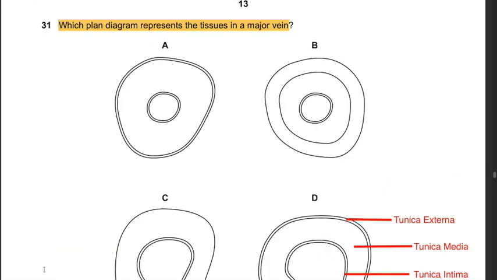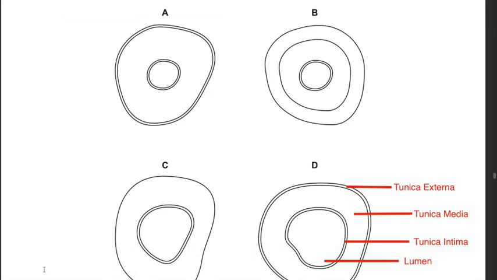Question 31. Which plant diagram represents the tissues in a major vein? First of all, if you recall the structure of a vein, veins have a larger lumen than the arteries. Therefore, it should be either C or D. And both veins and arteries have 3 layers known as tunica externa, tunica media and tunica intima. And only D shows 3 layers. Therefore, the answer should be D.